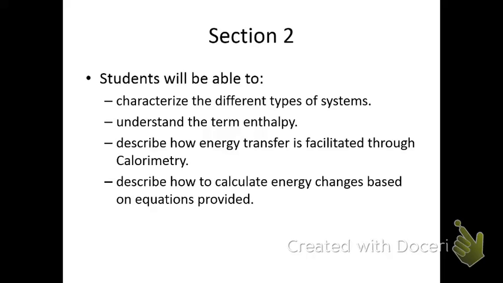Alright, we're going to go ahead and get started with section 2 of our thermochemistry unit. And in this section, we're going to focus on the different types of systems that we'll come across and deal with in chemistry.